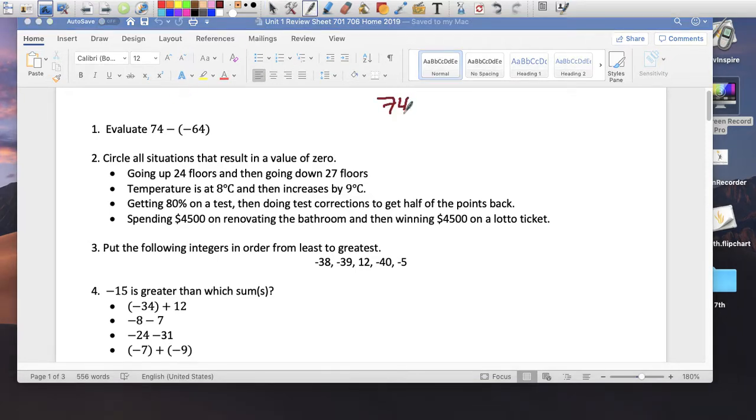So I'm going to change this. We're going to change to an addition problem and add the additive inverse of negative 64, or the opposite of negative 64, which is just 64. Then you add those two, you get 138.